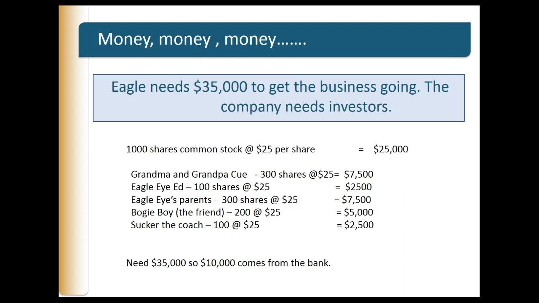So as you see here, the various investors have come up with the amount for equity, the 1,000 shares of common stock. As you see, Grandma and Grandpa, 300, Ed, 100, the parents, 300, Bogey Boy, 200, and the coach, 100. 3, 4, 7, 8. 1,000 shares at $25 a share gives him the 1,000 shares he needs, or $25,000 in equity, and the remaining $10,000 he will borrow from the bank.